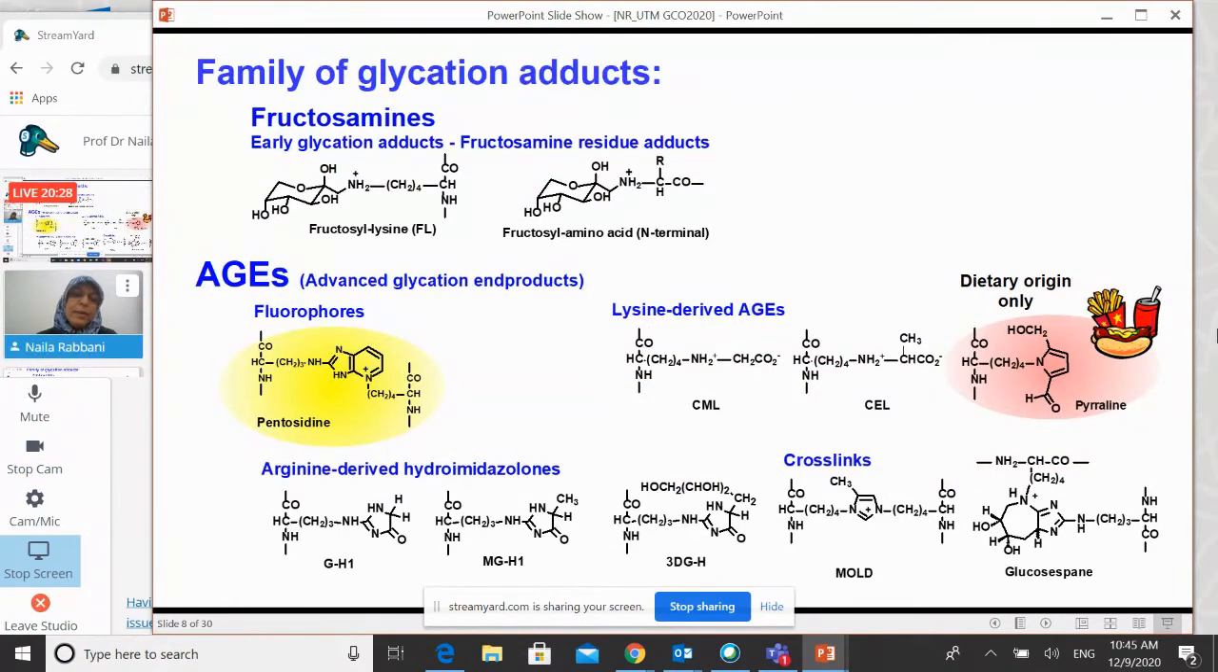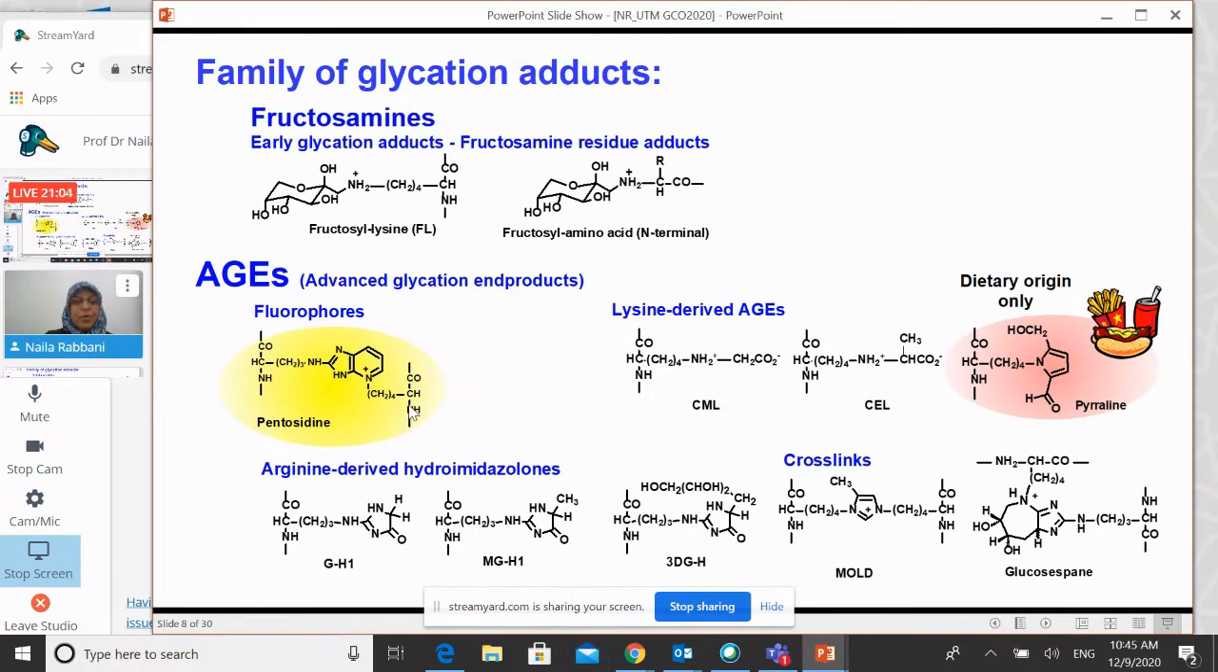So there is the family of glycation adducts. Here's where the chemistry comes in. Fructosamine is really the glucose sugar modifying lysine residues, and this molecule, fructosyl-lysine, is being measured for reporting glycemic control. And then there are advanced glycation end products. So fructosyl-lysine and other sugars can degrade to form very reactive dicarbonyls, and these then go on to react with amino acids to form these different types of markers.